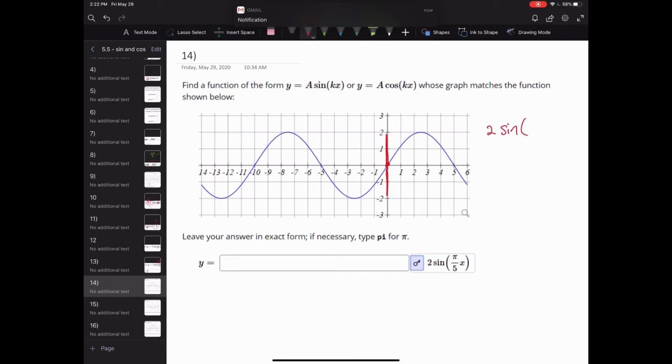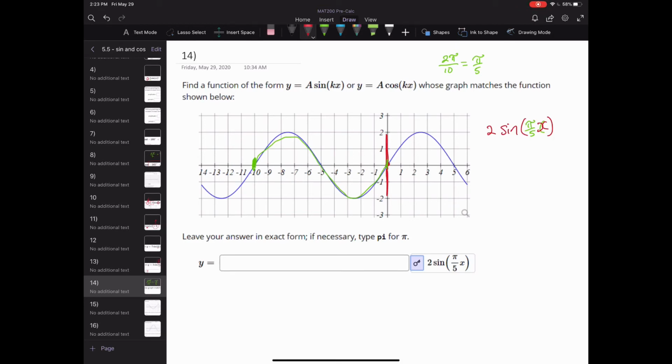And let's see what the period is. Now I'm looking at the left side of this. An entire period happens within 10 units. So if a period happens in 10 units, 2 pi divided by 10 is simply pi over 5. So the number that goes right here is pi over 5x. And that's your answer.